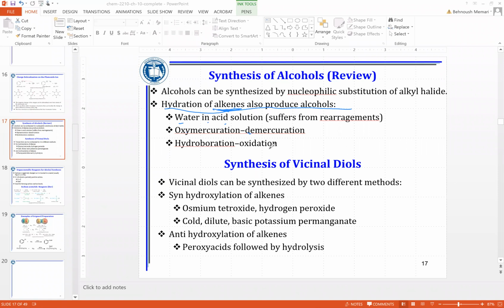Hydroboration, oxidation, anti-Markovnikov addition of water. So the net result is addition of water, which is adding H and OH, H to one carbon, OH to another carbon. If it's Markovnikov addition, hydrogen will add to the carbon with a greater number of hydrogens, or rich gets richer. If it's anti-Markovnikov, hydrogen will add to the carbon that has the least number of hydrogens. In hydroboration oxidation, the addition is a syn addition. That means if you have a C=C double bond, hydrogen will add from the same side that OH is going to add.